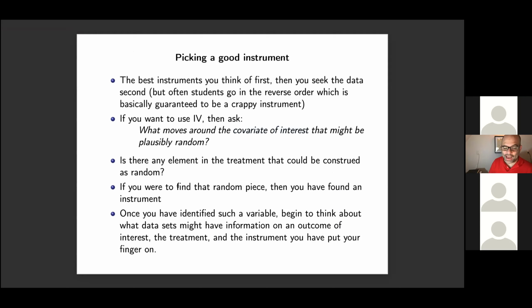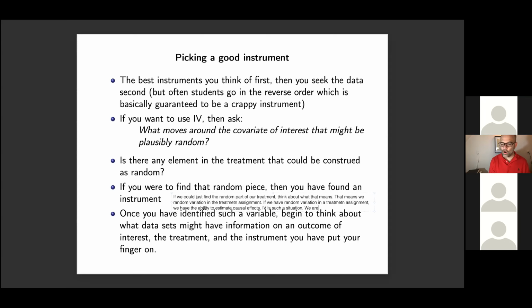Right? If we could just find that random piece, if we could just find the random part of our treatment, think about what that means. That means we have random variation in the treatment assignment, right? And if we have random variation in a treatment assignment, we have the ability to estimate causal effects. IV is such a situation, okay?